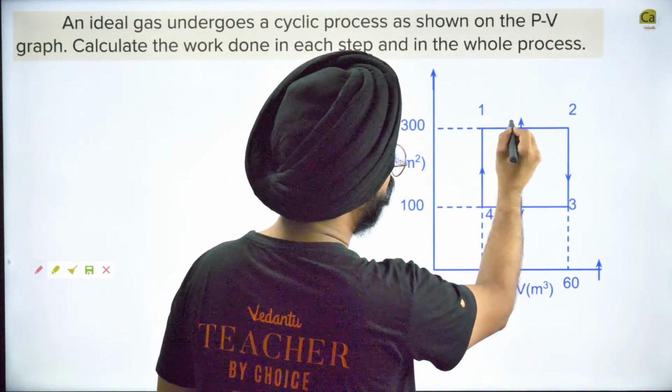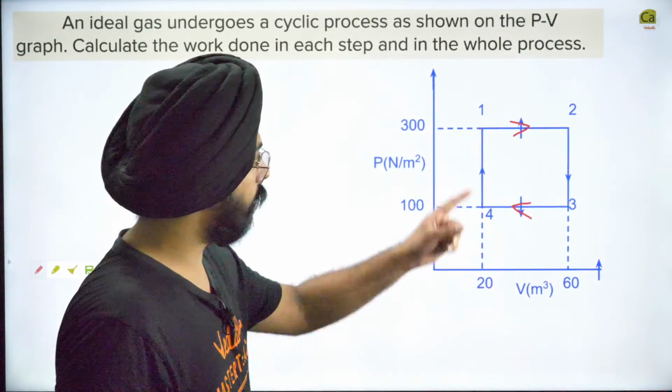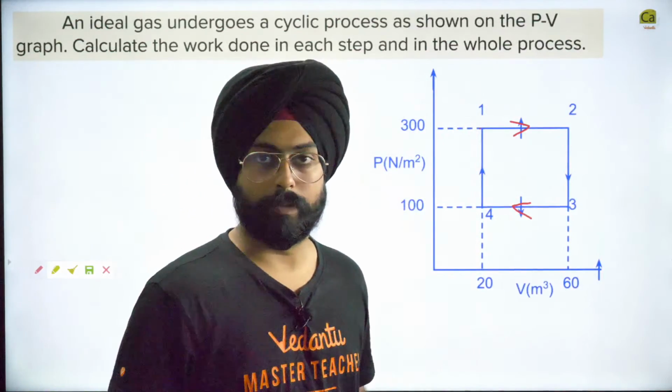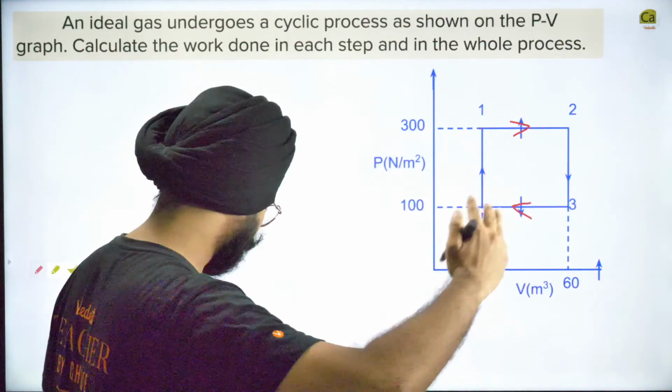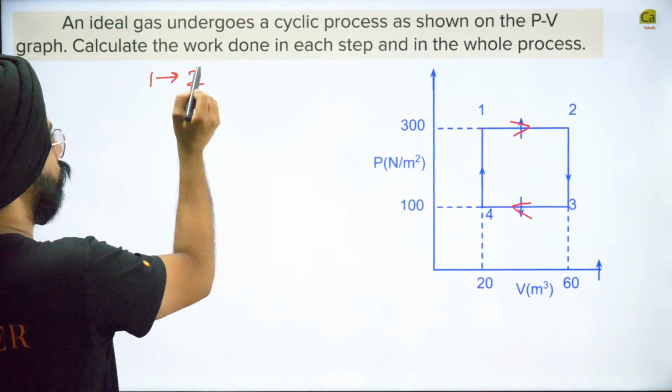So you are going from 1 to 2 to 3 to 4 back to 1. Okay, so you start from 1, you go to 2, you go from 2 to 3, 3 to 4 and 4 back to 1. Okay, so let us try to calculate the work done in each of these processes step by step. Let us look at process 1 going to 2.